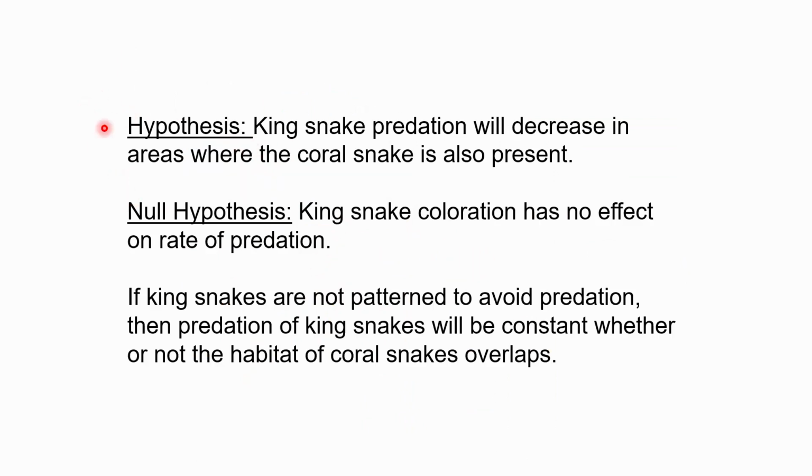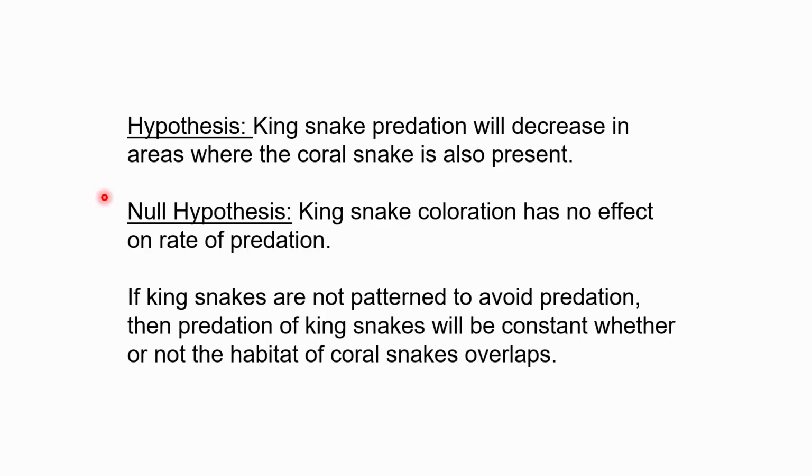Hypotheses that were formed by the Finnigs could have been, and these weren't the exact statements from the paper, that king snake predation decreases in areas where coral snakes are present. Now, there is another way to state a hypothesis. Very rarely is it used in common descriptions of the scientific method, but the null hypothesis is a little bit easier to test and a little bit easier to confirm. In this case, the null hypothesis is that king snake coloration has no effect on predation.